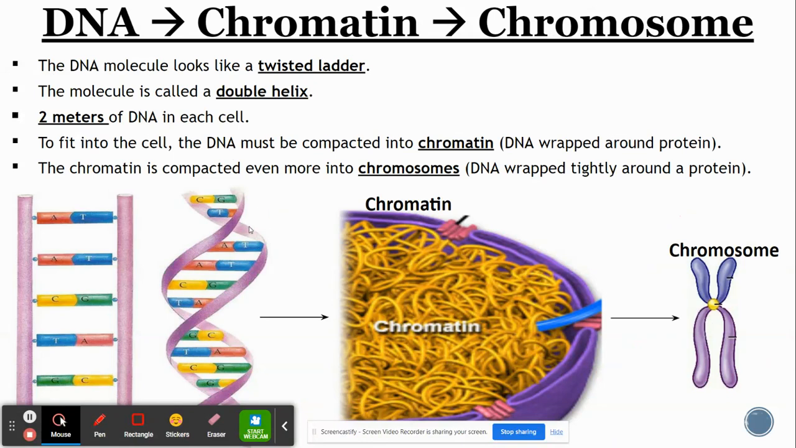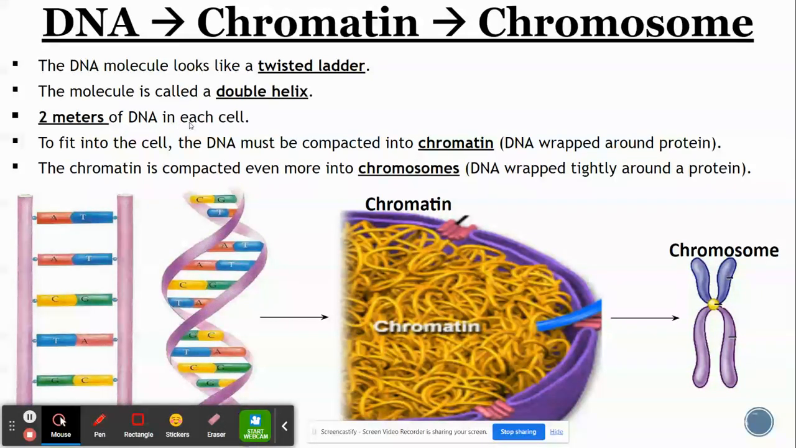So let's take a look at the different ways DNA can exist. If you look at the DNA molecule, we say it looks like a ladder. It's a twisted ladder. So this is the DNA molecule over here, looking like a ladder, but in reality, it's actually more of this twisted shape over here, this little twisted ladder. And that twisted ladder, the name we give it is a double helix. Now, the interesting thing is your cells are very small.